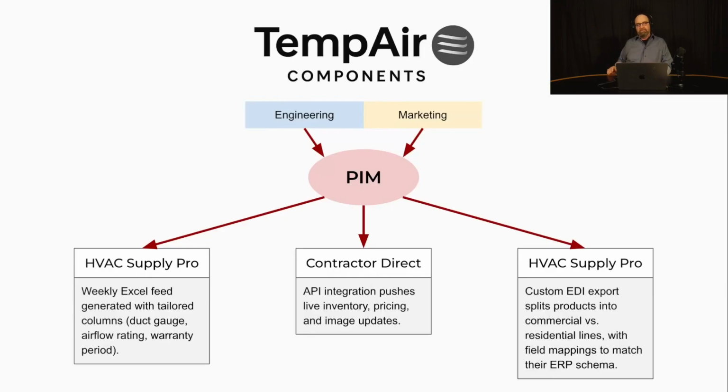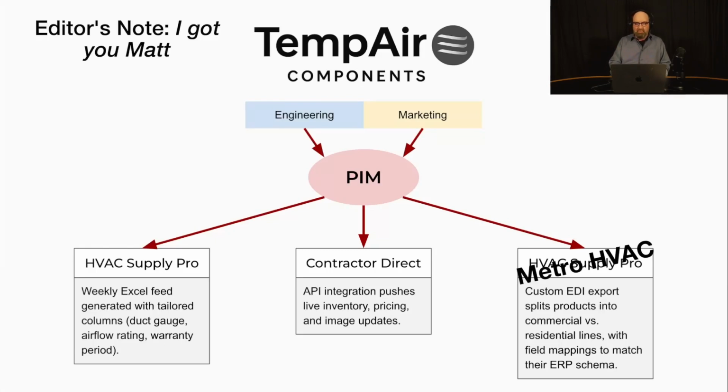And then this is an illustration. This is a pretty good way to look at it. So Temp Air now has a PIM system that sits in the middle. That's their source of truth. They have their engineering department and their marketing department both pushing data into this PIM. And then that single PIM pushes the data out to their 3 different distributors, hypothetical partners. HVAC Supply Pro with their needs, Contractor Direct with their needs, and Metro HVAC. I'll change that slide later, but you get the point.